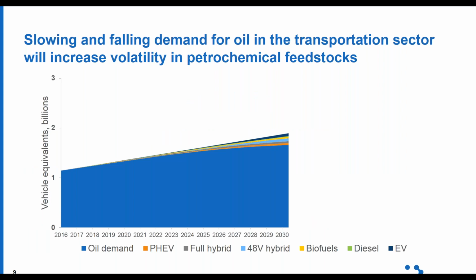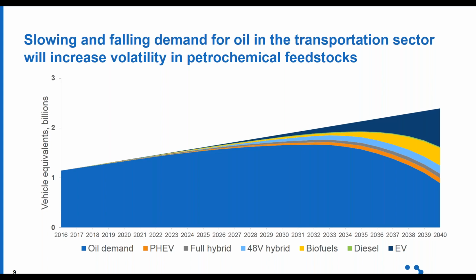Speaking of risk, we're also seeing an increasing risk for volatility in petrochemical feedstocks. And this is related to falling and flattening demand. This is a chart that we put together on the relative amount of demand for transportation feedstocks. And what you can see is that past 2030, it really begins to drop off. And this can create both uncertainty in terms of availability, as well as in terms of the price of these petrochemical feedstocks, as the production of those is so tightly tied to the production of gasoline and diesel for the transportation industry.